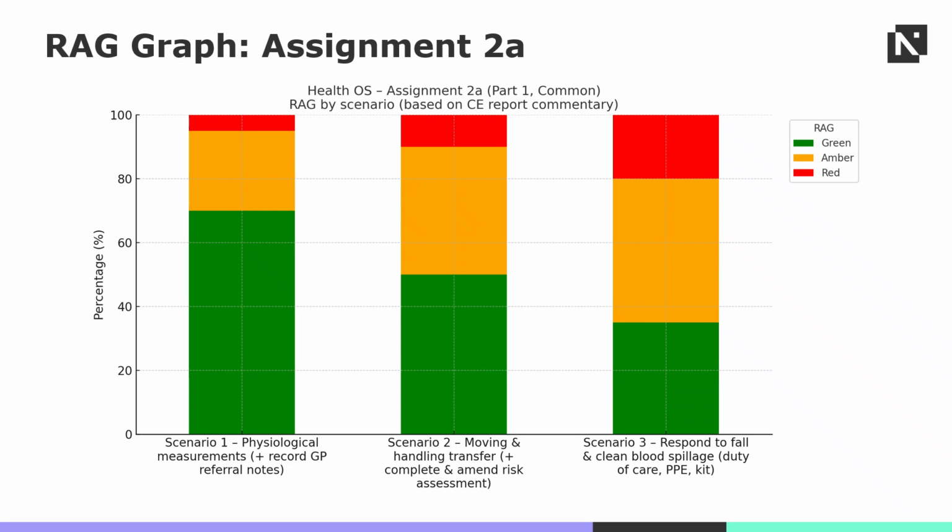Scenario 3, responding to a fall and cleaning a blood spillage, proved the most challenging. Although many showed good duty of care, weaker performance came from errors with PPE, order, spill kit use and unnecessary first aid. So the overall picture is strong core skills in physiological measurements, but a need to tighten up risk assessment sequencing and the consistency of infection control routines in scenario 2 and 3.